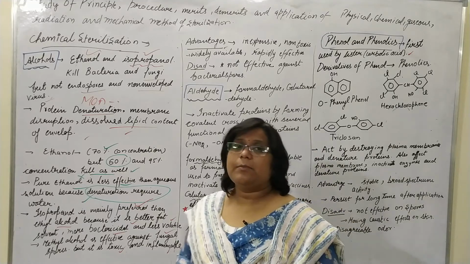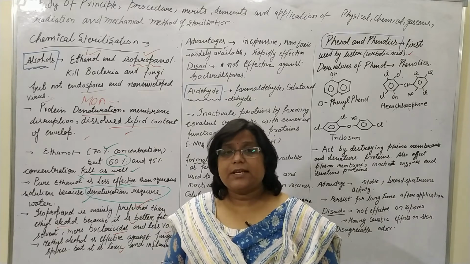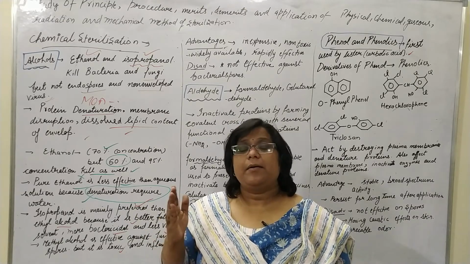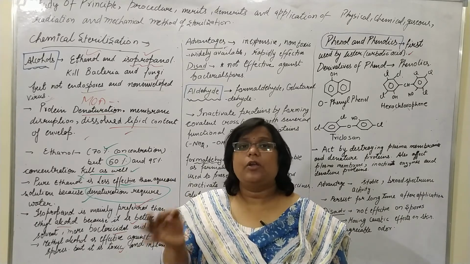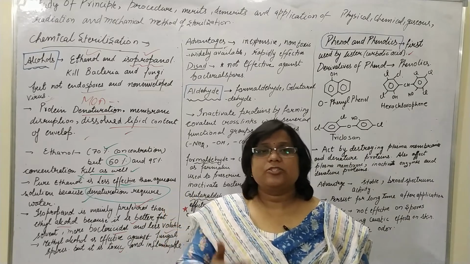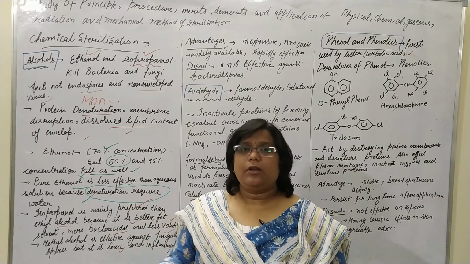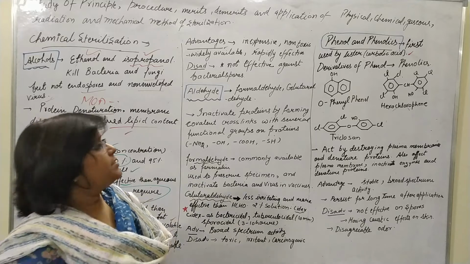If you have heard about Jahrili Sharab, the toxic or poisonous alcohol, that is ethanol mixed with methanol. Due to the presence of methanol, edible ethanol becomes poisonous. So that is a main disadvantage.